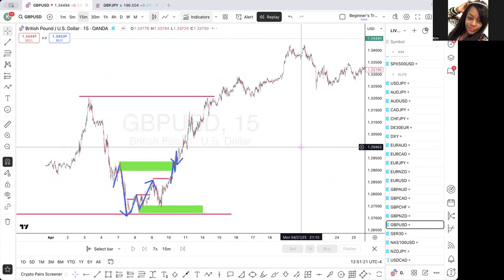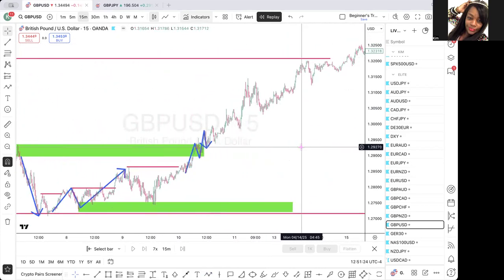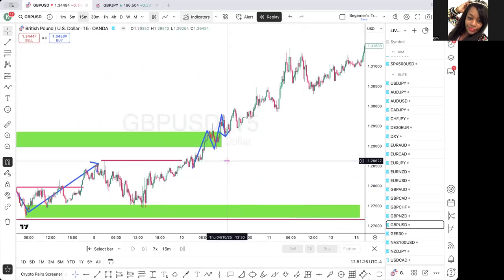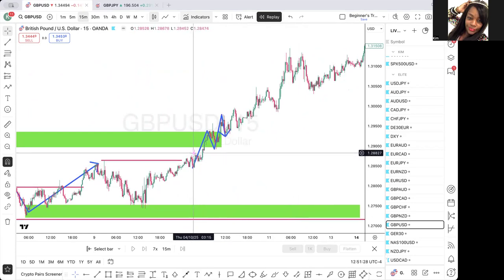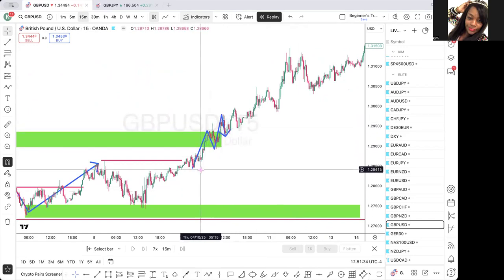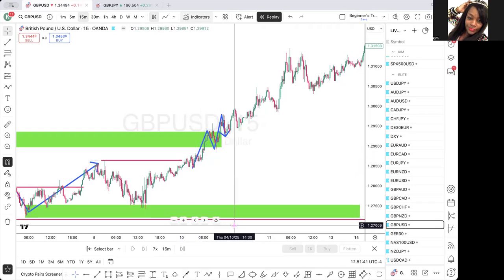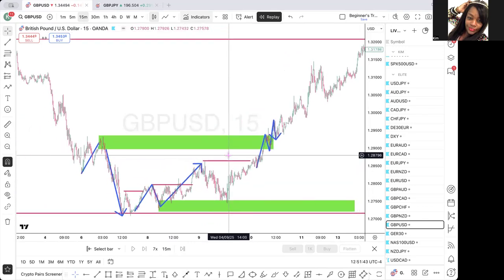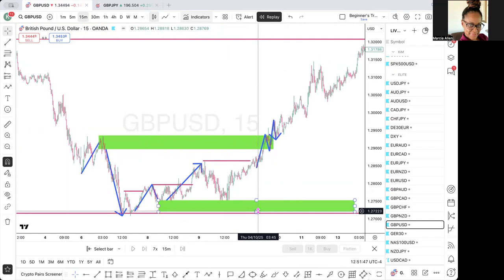Where was it? Here we go. As you can see, this was a break. This was a push up. This is a pull back. This is a push up. So if price pushed up here and then came and broke this low, then I would have been looking for the sell of a continuation to break these lows. Does that answer your question?